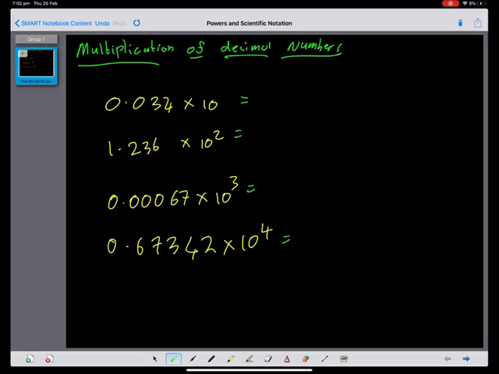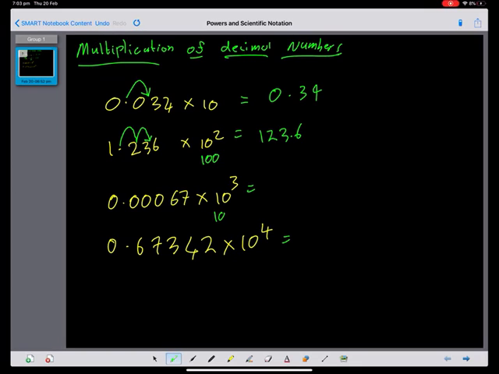Okay, so hopefully you've done that now. And you should be able to recognize that 0.034, when multiplied by 10, we can just imagine that the decimal point moves once to get 0.34. Now this one is really times 100, because 10 times 10 is 100, so we need to move it twice, 1, 2, to get 123.6.